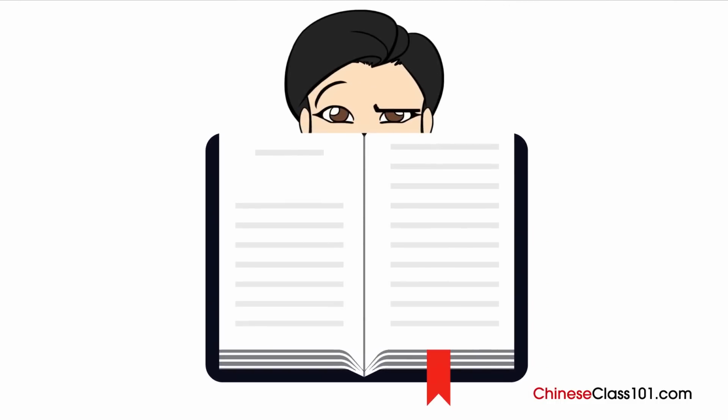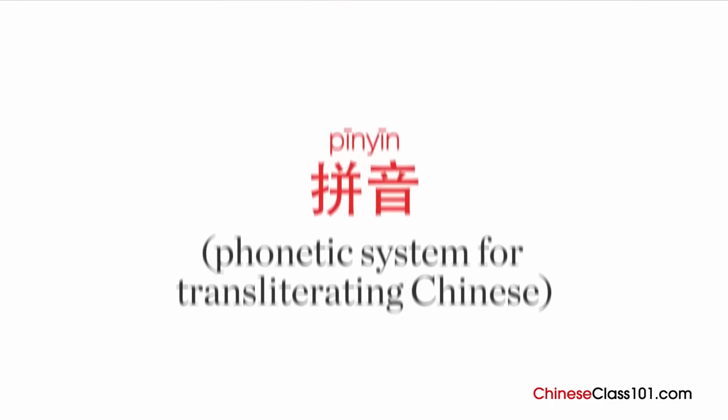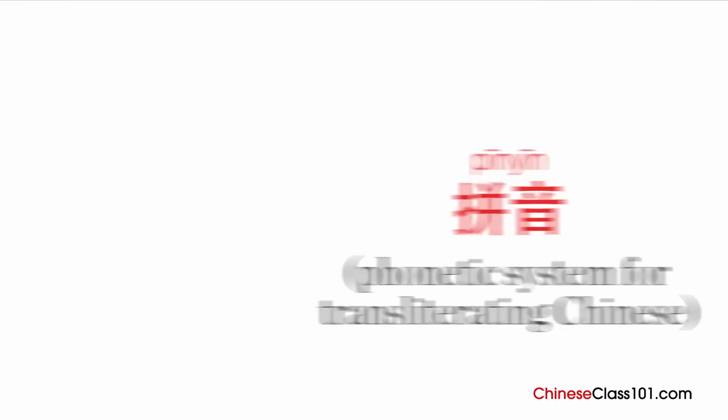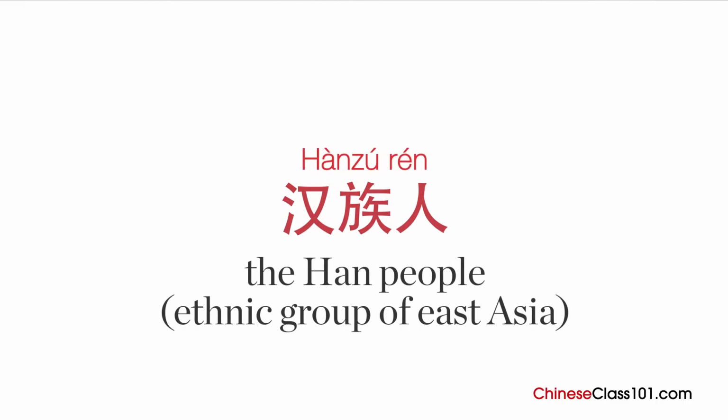When you look up a word in a Chinese dictionary, there's always pinyin assigned to each Chinese character. It's a way to read and pronounce Chinese words through English letters. For example, Han, spelled as H-A-N, is the pinyin for the symbol Han, as in Hanzu Ren, the Han people, an ethnic group of East Asia.